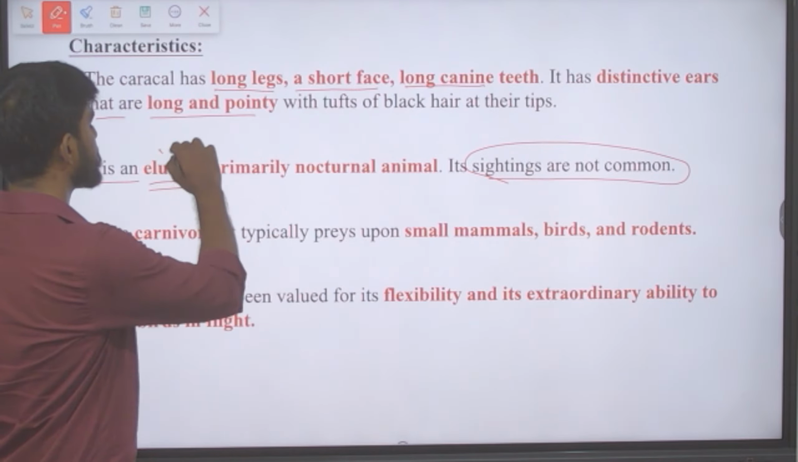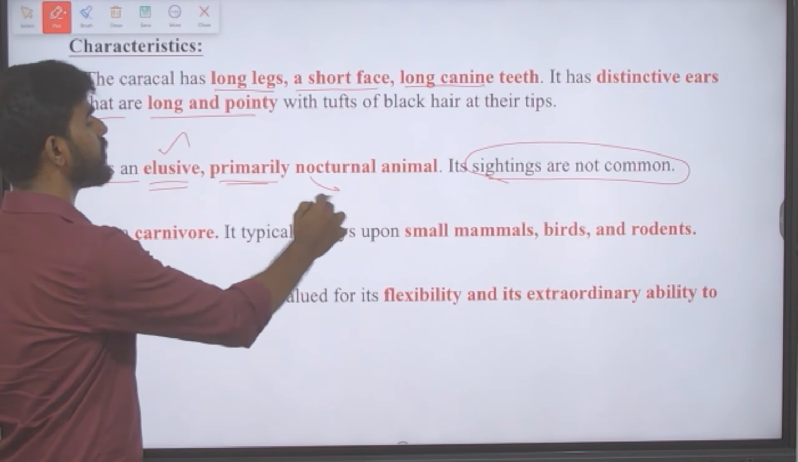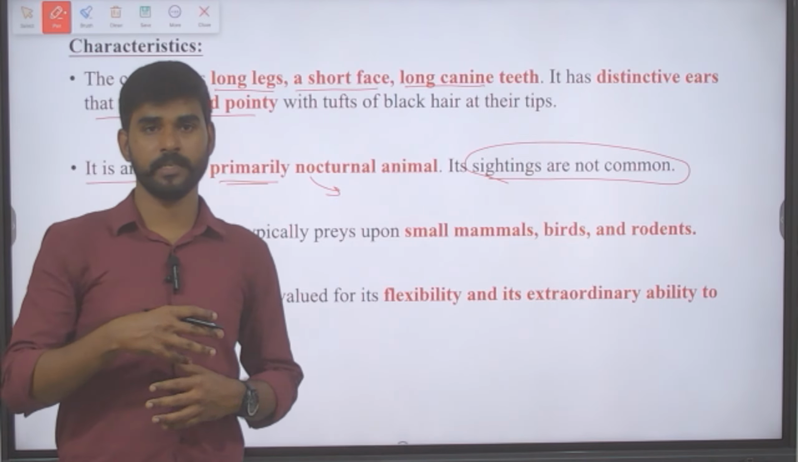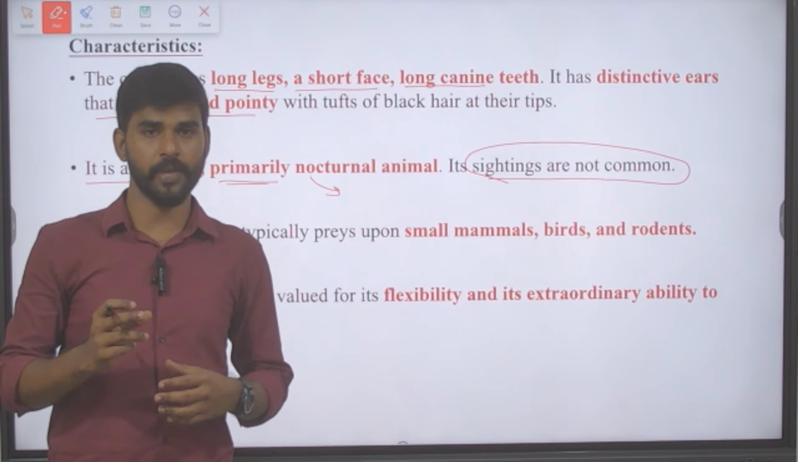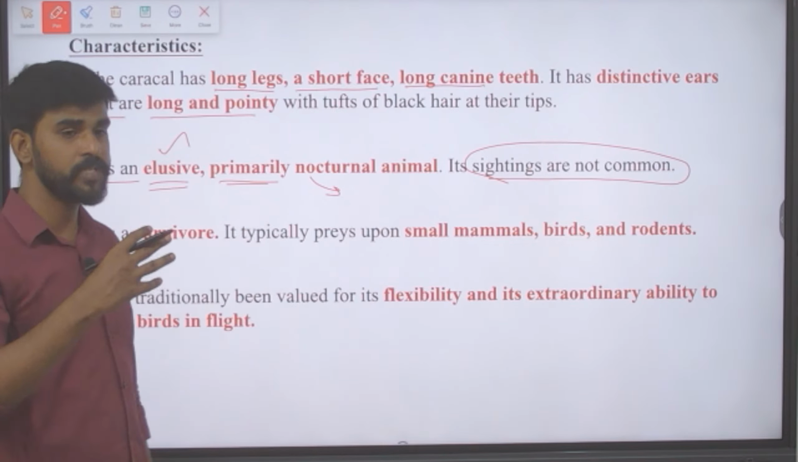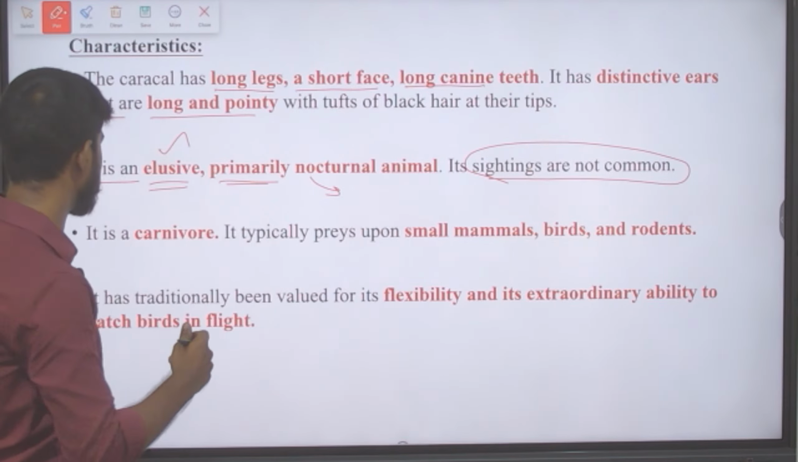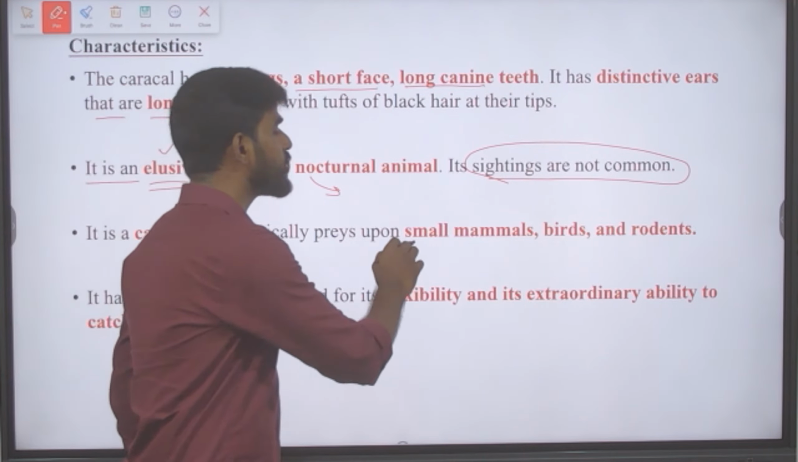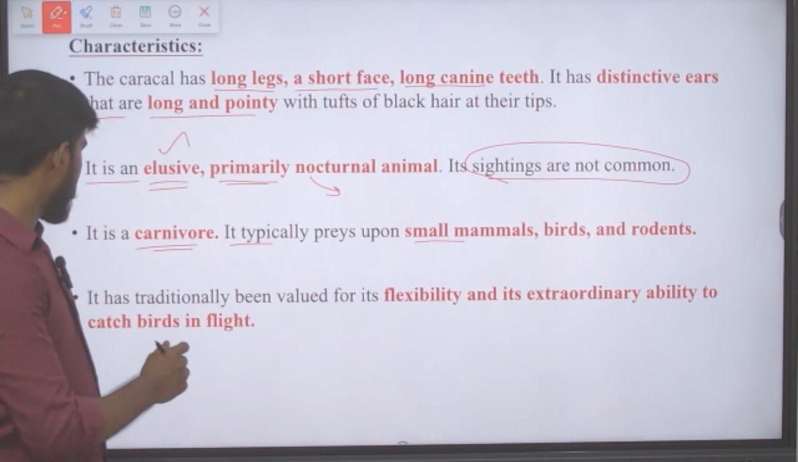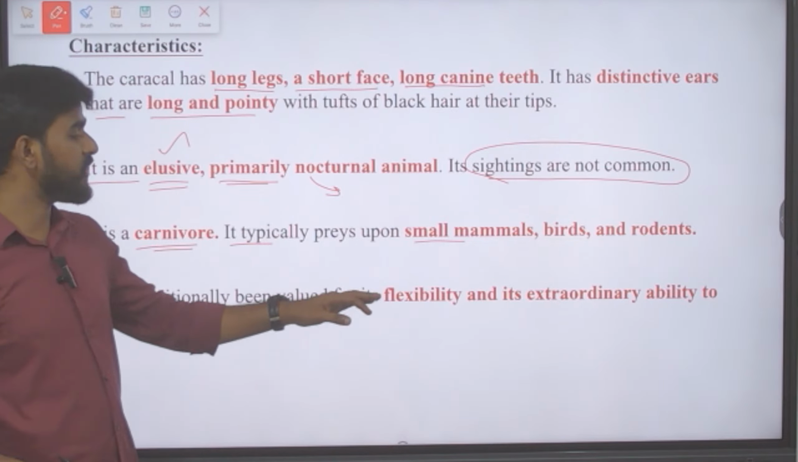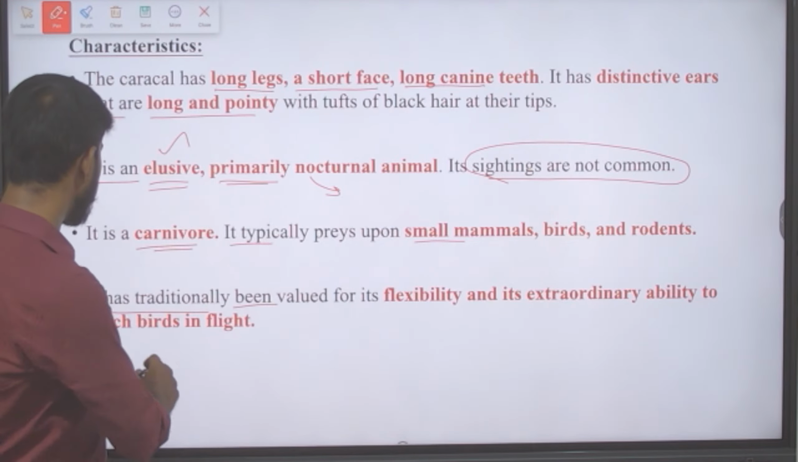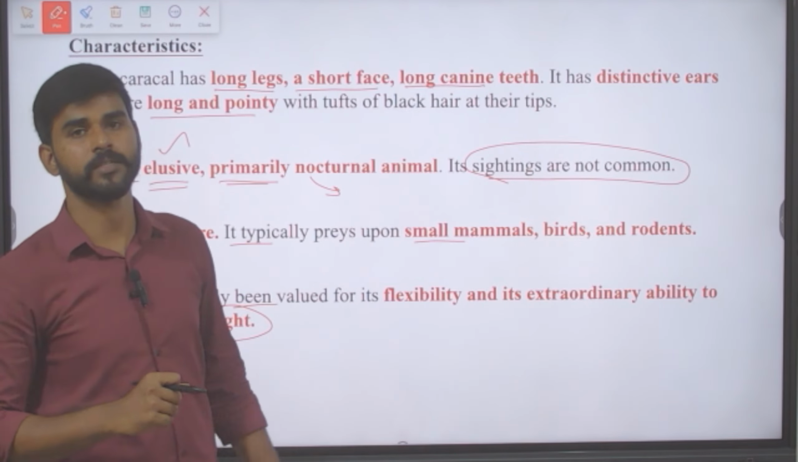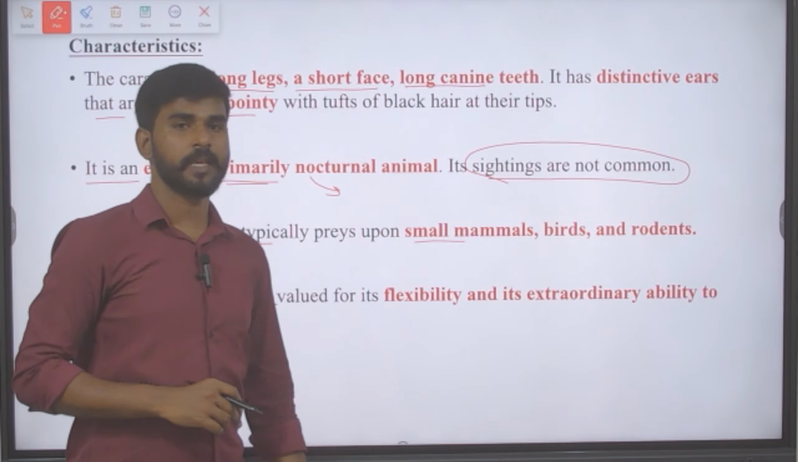Okay, thus it is elusive and it is primarily nocturnal also. Okay, they are active only after sunset. That is the term that we use for nocturnal. Nocturnal means those animals which are active after sunset, and it is carnivore. It typically preys upon small mammals, birds and rodents, and it has traditionally been valued for its flexibility and its extraordinary ability to catch birds in flight. Even those birds which are in flight can be caught by this caracal.